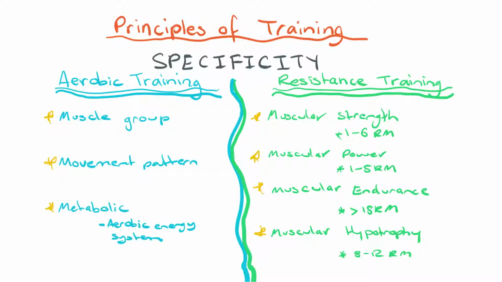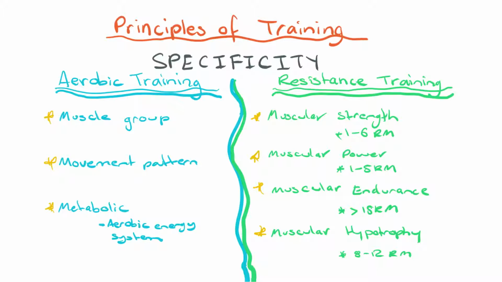We look at the different types of resistance training. If we want to improve our muscular strength, we're looking at 1 to 6 repetitions maximum. If we want to improve our muscular power, it's 1 to 5 repetitions maximum. If we want to improve our muscular endurance, we must look at doing more than 15 reps maximum, because we want our muscles to endure the use of energy for quite some time. And for muscular hypertrophy, actually growing the size of our muscles, we've got to be somewhere between 8 to 12 repetitions maximum. So you can see there's quite a difference: power and strength training use lower repetitions, and endurance and hypertrophy use higher repetitions.